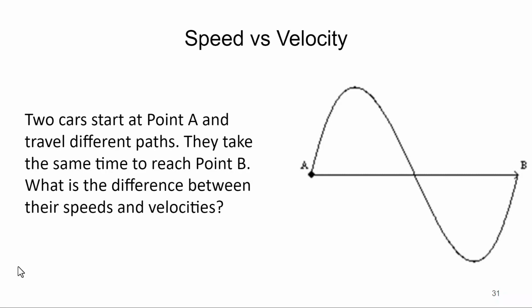Even though it has a greater speed, the average velocity between the two, because they have the same displacement in the same time, is going to be the same. But one having to go a much greater distance is going to have a greater speed overall than the one that just travels in that straight line.